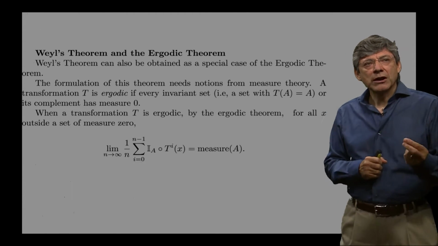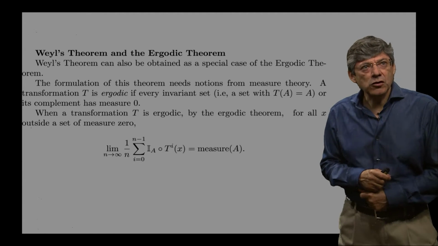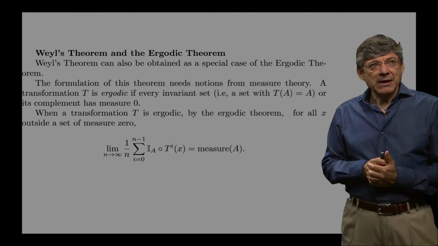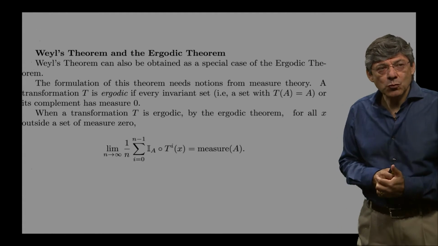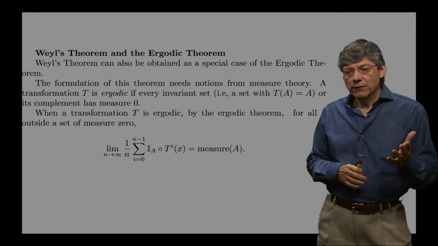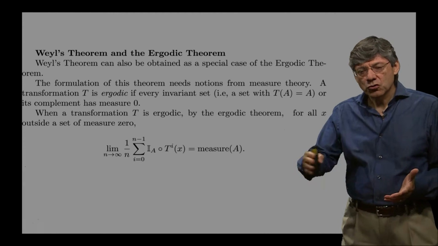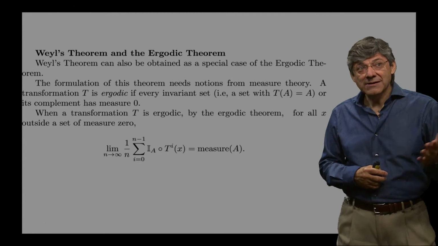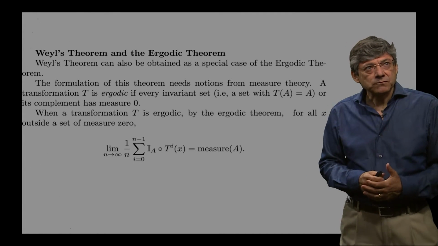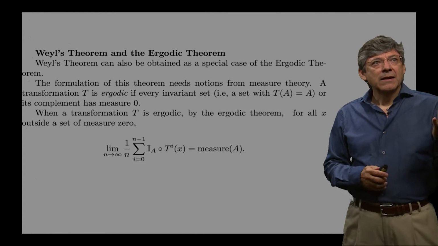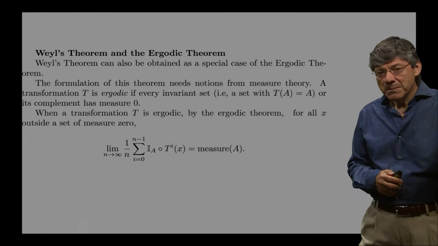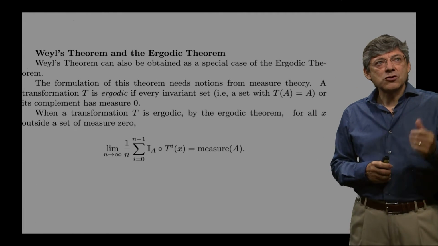If you have an ergodic transformation, it will satisfy the ergodic theorem, which says that the average, the limit as n goes to infinity of 1 over n, sum from 0 to n minus 1 of the indicator function of A at T^i of x, goes to the measure of that set. When the set A is an interval, its measure will be its length. The ergodic theorem needs the transformation to preserve the measure, which our translations do, and to be ergodic.